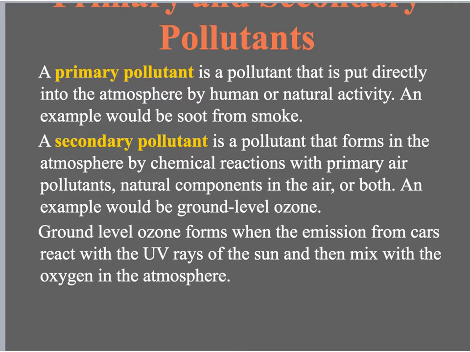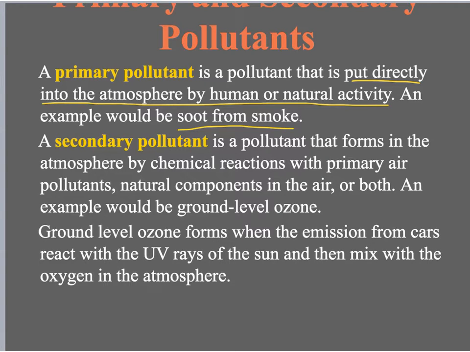So there's two kinds of pollutants. There's two sort of categories. A primary pollutant is a pollutant that is put directly into the atmosphere by human or natural activity. So soot from smoke. Okay, so you burn coal, you burn fossil fuels, and you put that soot in the air directly. A secondary pollutant is a pollutant that forms in the atmosphere by a chemical reaction with primary air pollutants, natural components in the air, or both.